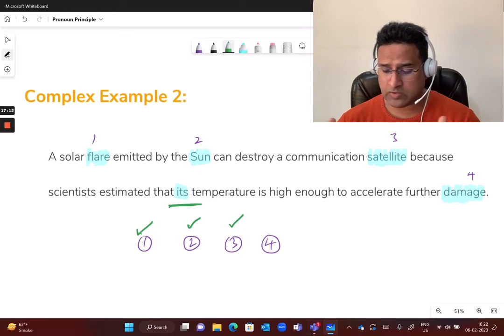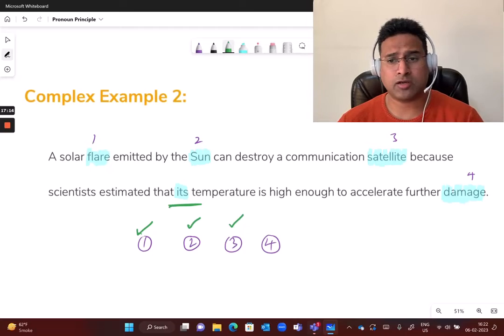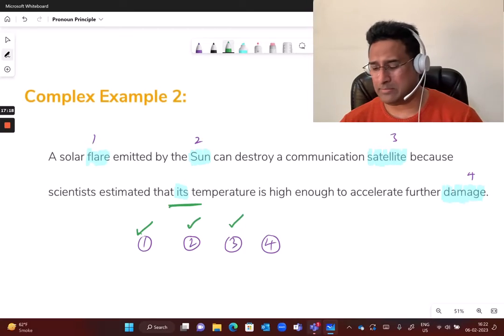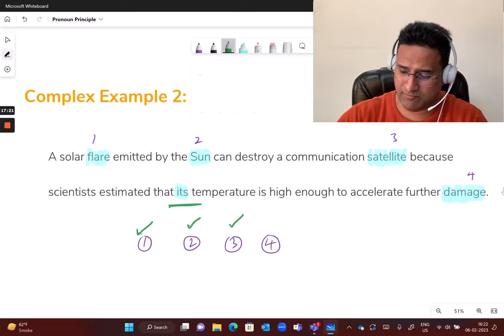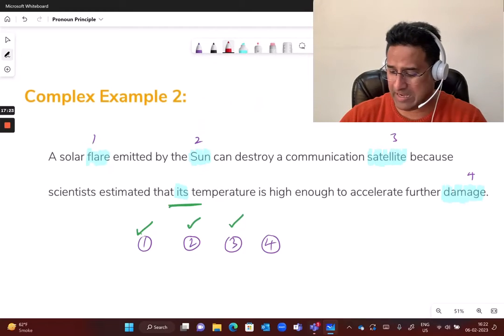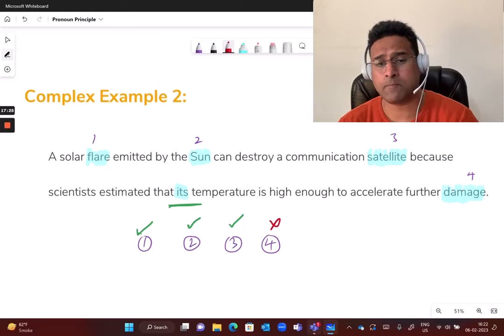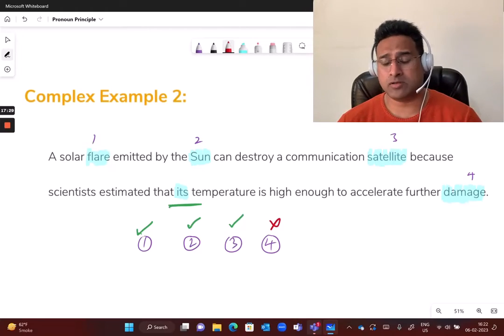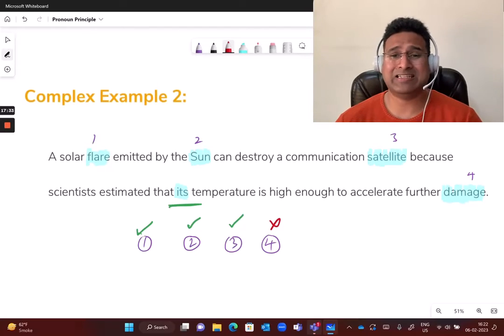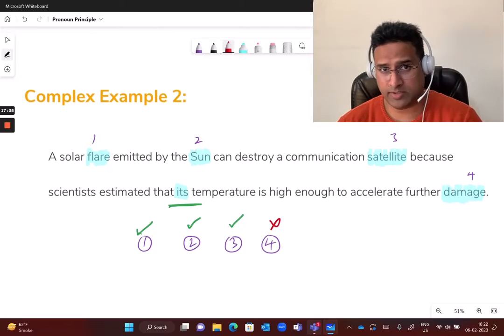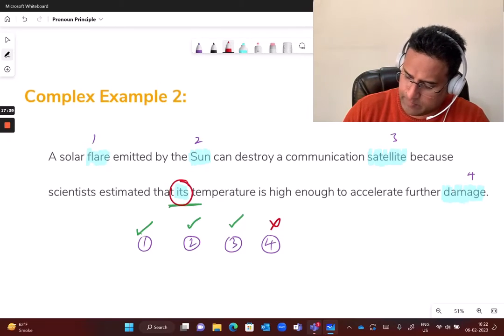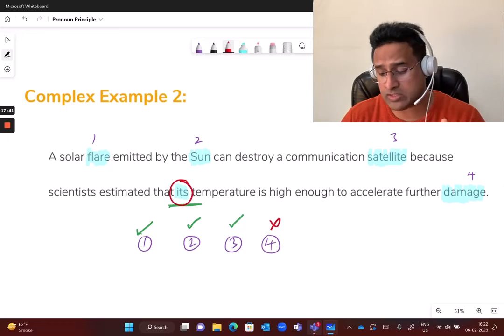Now the last one, a solar flare emitted by the sun can destroy a communication satellite because scientists estimated that the damage's temperature. Okay, so I don't think we need to entertain this choice too much because damage's temperature makes no sense whatsoever. But as you can see, there are still 3 possible logical ideas, of which 2 make actually very good sense. So clearly this sentence has multiple possible interpretations, and so we can safely say that this possessive its has been used incorrectly.